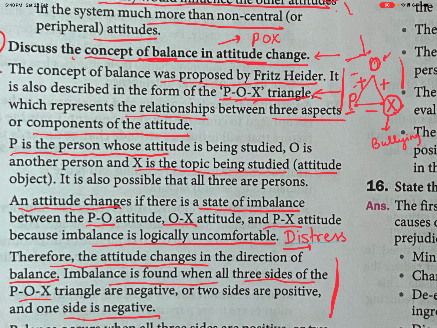Now either this can be made negative or this can be made positive in order to bring about the change to balance. So how can P have a negative attitude towards X and a positive attitude towards O, when O has a positive attitude towards X? Either P changes the attitude towards O or changes the attitude towards X. So this is what the concept of the POX triangle is.